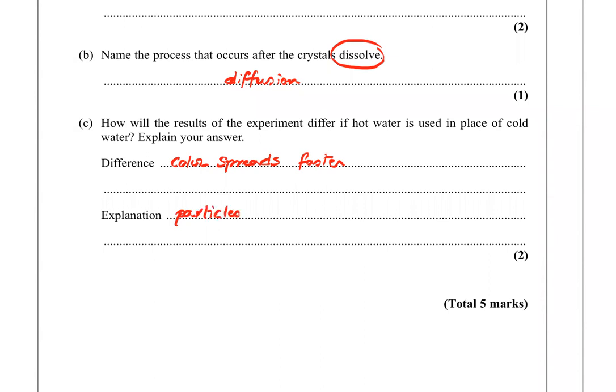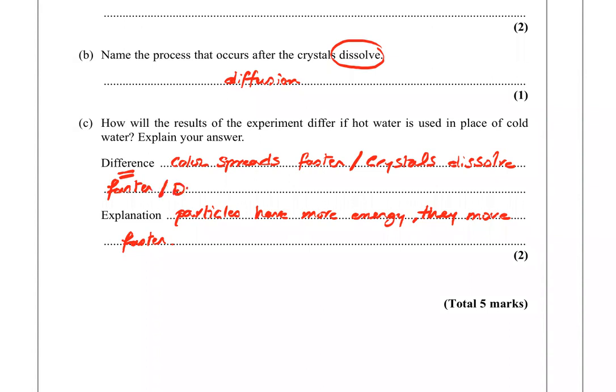have more energy وبالتالي they move أو diffuse faster. طيب by the way برضو من ضمن البوينتس اللي ممكن تكتبها في الانسر كديفرنس إن crystals dissolve faster. وممكن تكتب برضو إن diffusion will be faster. Diffusion is faster.